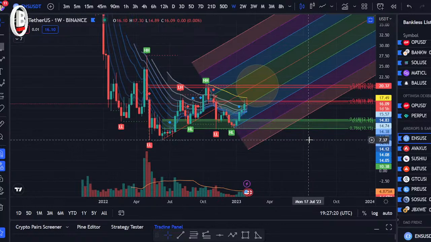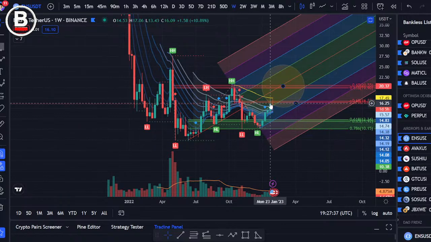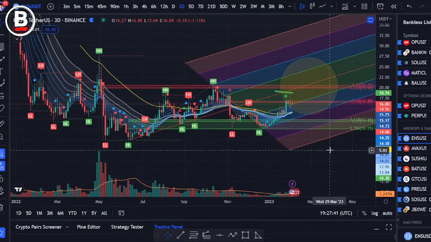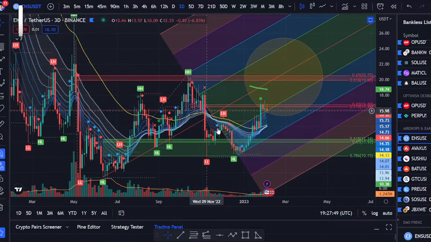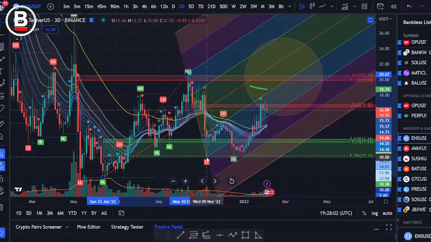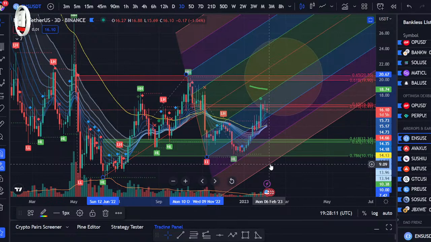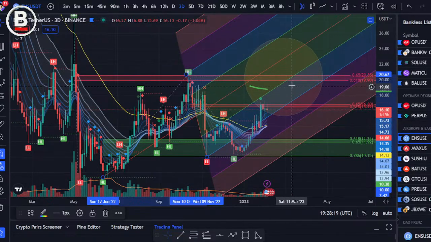All right, on ENS on the weekly, we are looking for a move to the red median line. Still looking for that. It appears we have a little bit of a pullback, as we encountered the golden pocket on this move from this swing high to this swing low. I guess technically it might be something more like so, if that's higher. So this would be a 1, 2, 3, 4, 5.